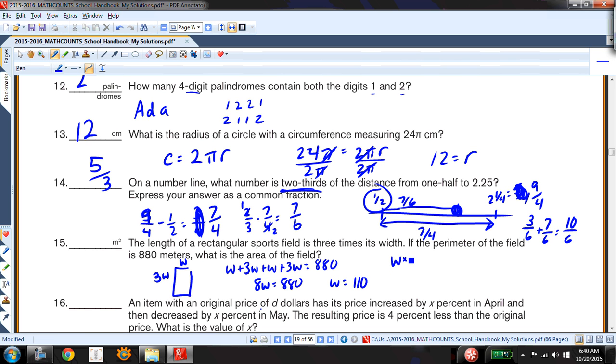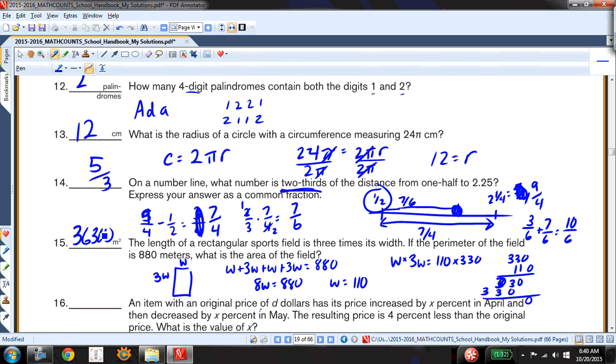The area is equal to W times 3W. So that's 110 times 330. So I have 330 times 110. That's 0, 3, 0. So excuse me, 3, 0, 3, 3, 36. Pull my 0 down here. 36,300. 36,300 is the answer.